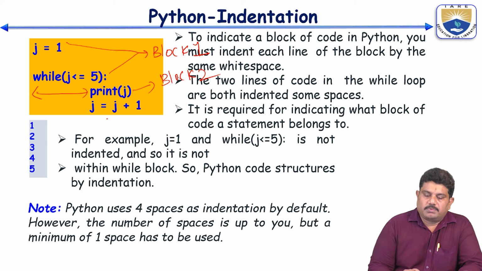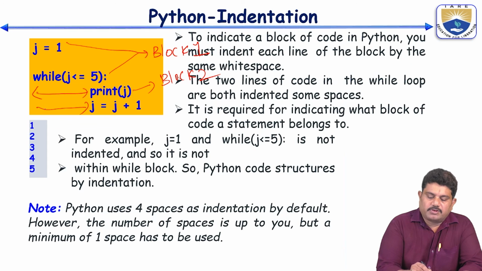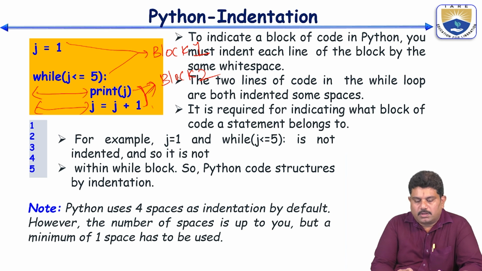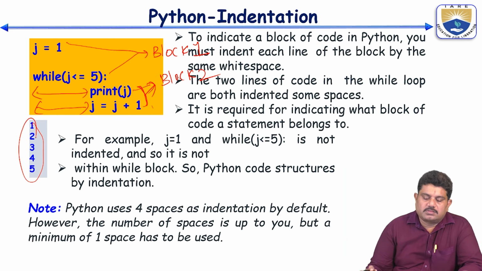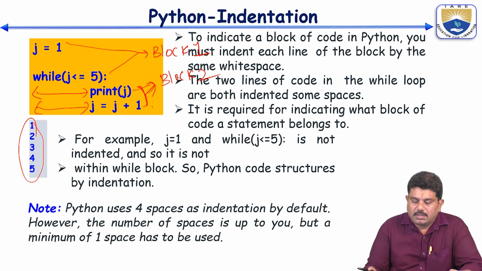Similarly, j equal to j plus 1 also has some white spaces in front of the statement, and the number of white spaces in front of print j and j equal to j plus 1 is the same. That's why these two statements belong to block 2 here. And now this program prints the output. So this is how we can give the number of white spaces before the statements. That is called indentation.